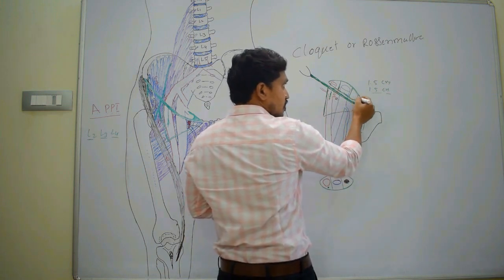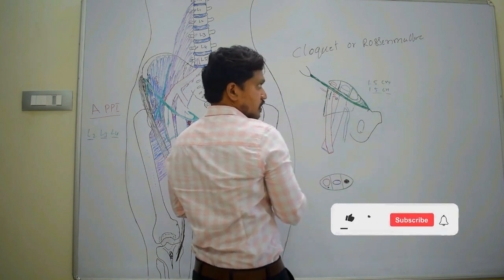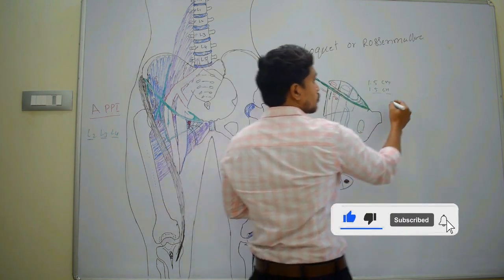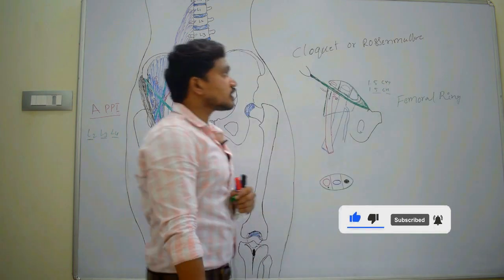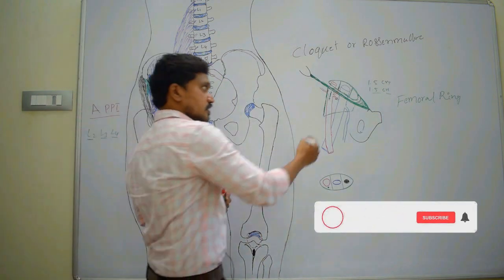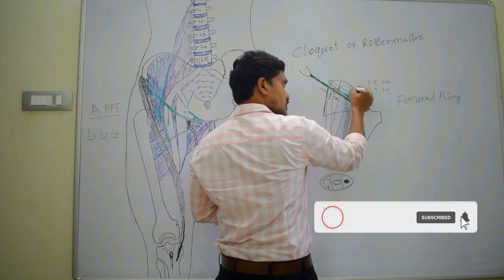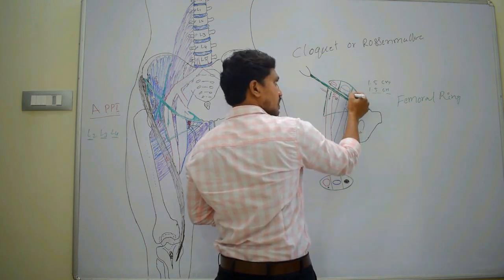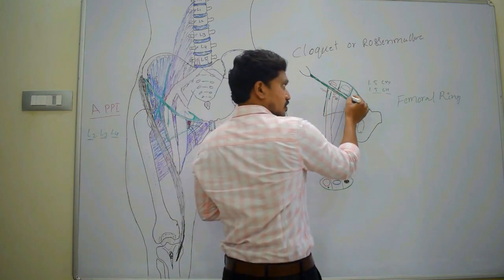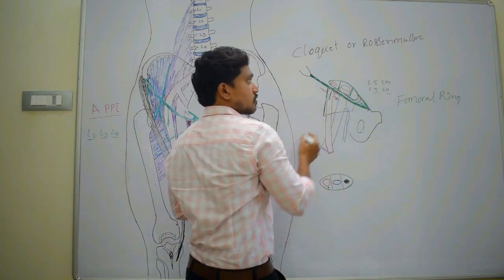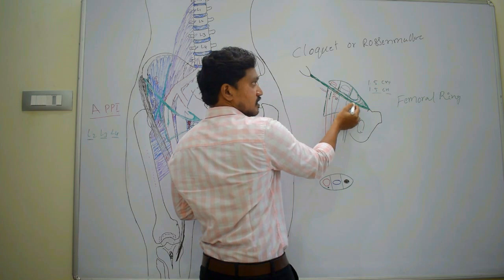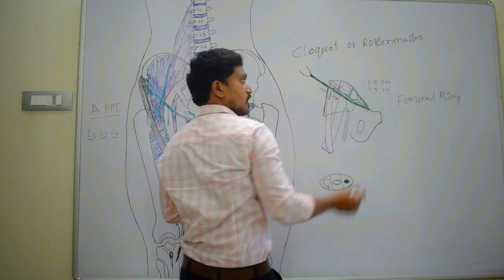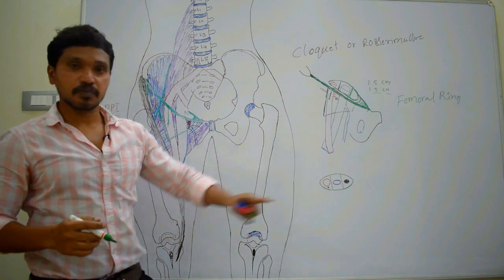This base of the medial most compartment, or this base of the femoral canal, what we call femoral ring. This femoral ring has some boundaries. It has an anterior boundary, a posterior boundary, a medial boundary and a lateral boundary. This is the anterior boundary. Anterior boundary is formed by, what is this ligament? Here, inguinal ligament.